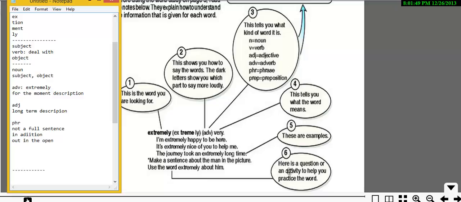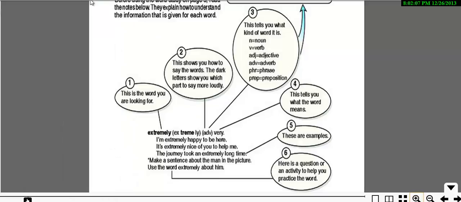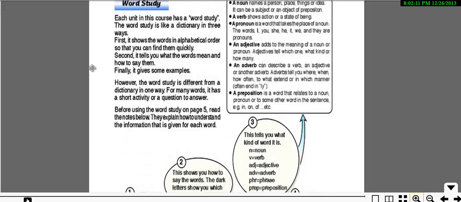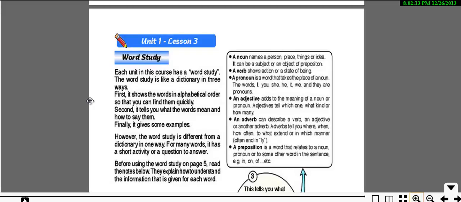Just an example. Number 6, here is a question or an activity to help you practice the word. Like, make a sentence about the man in the picture. Use the word extremely about him. He's extremely old. Well, again, it's not really effective in building a language because it's a direct application. It's more effective when used in spoken language, where 2 students can actually try to speak it, make a sentence or question on it.